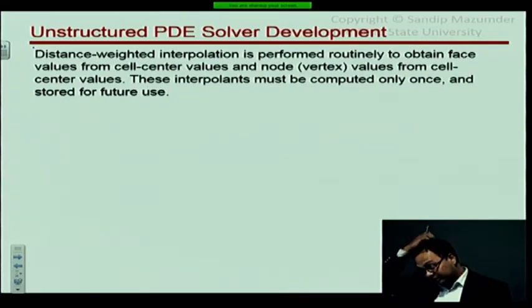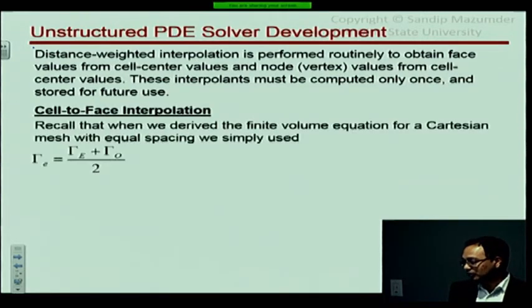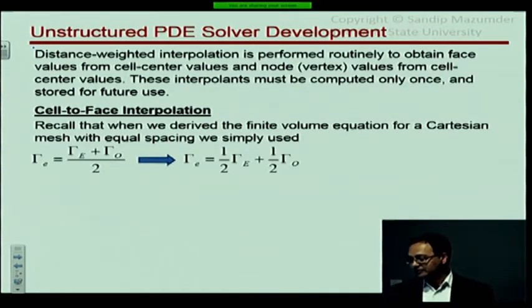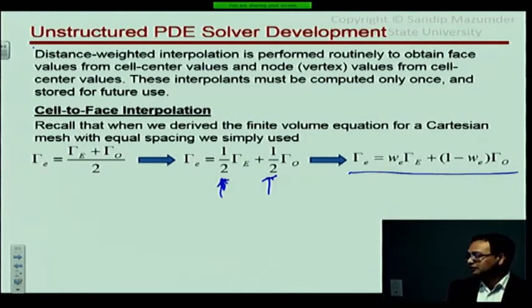Okay, let's talk a little bit about interpolation now. When we did this nice structured Cartesian mesh, everything was so easy because whenever we wanted to calculate something at a face, we would just take the two cell centers and divide by 2. That's it. Now you cannot do that anymore. So this is what we had used for a Cartesian mesh. Now one could write it this way. What we really have is a weight which is half for both cells. So we could write it in general like that: a weighting function times the eastern value plus 1 minus the weighting function times the other value.